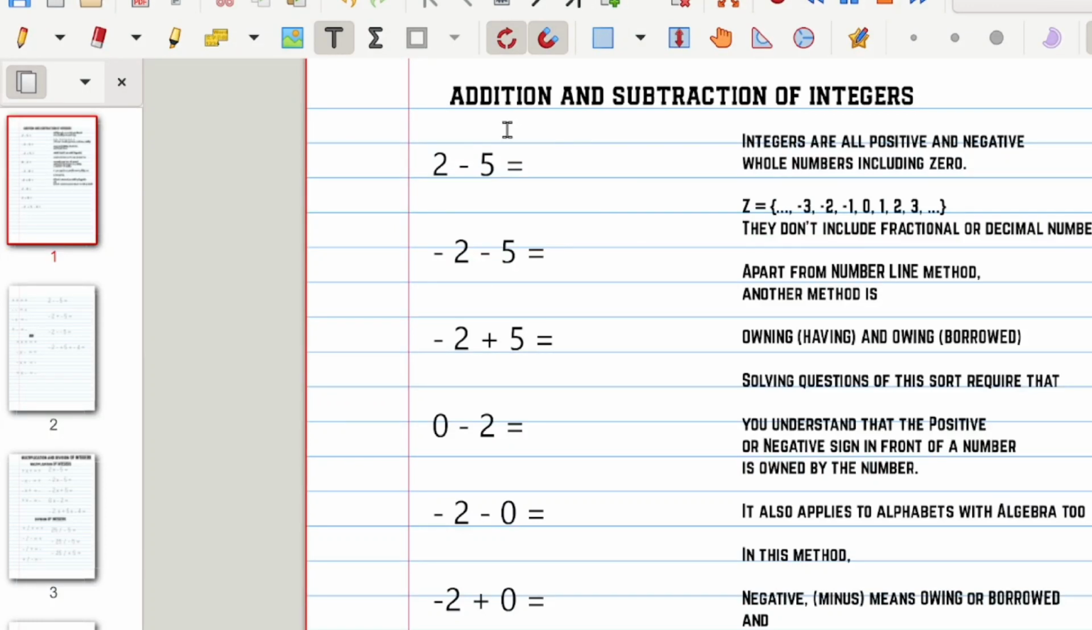Today's topic is the addition and subtraction of integers. Integers are all positive and negative whole numbers, including zero. It doesn't include fractions or decimals. We have like -3, -2, -1, 0, 1, 2, 3, infinity.